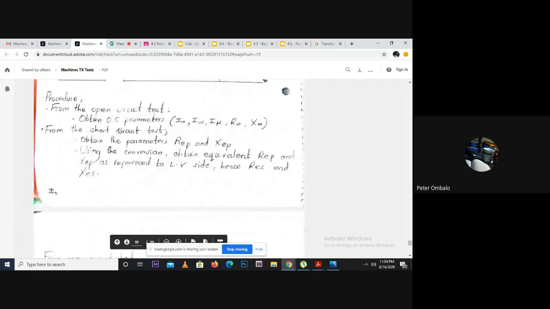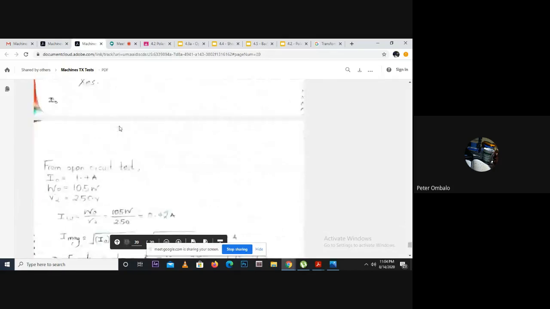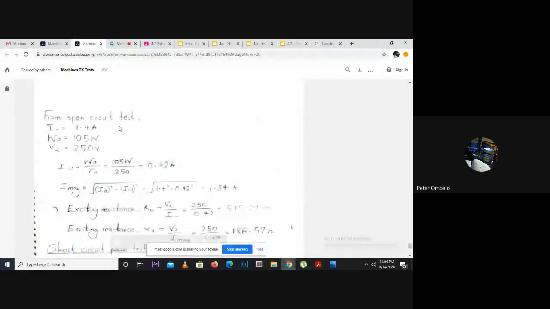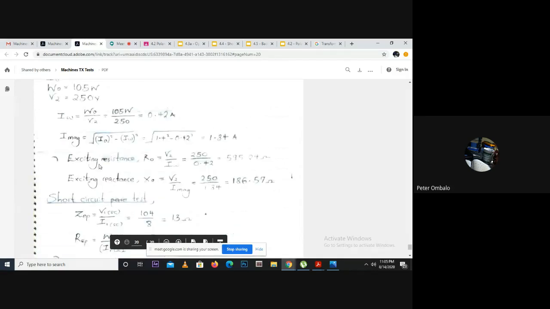So the same procedure. I want to go through it because of time. From the open circuit test, you realize the procedure is just the same. These are the parameters we have been given. To find the iron loss component, it's going to be the power over the voltage. From that, we can get the magnetizing component. We can get the exciting resistance from V equals IR, and the exciting reactance from V equals IR again, but this time we use the magnetizing current.